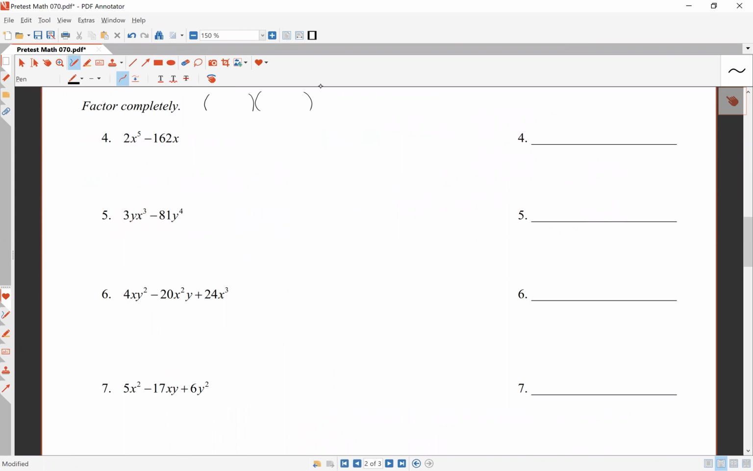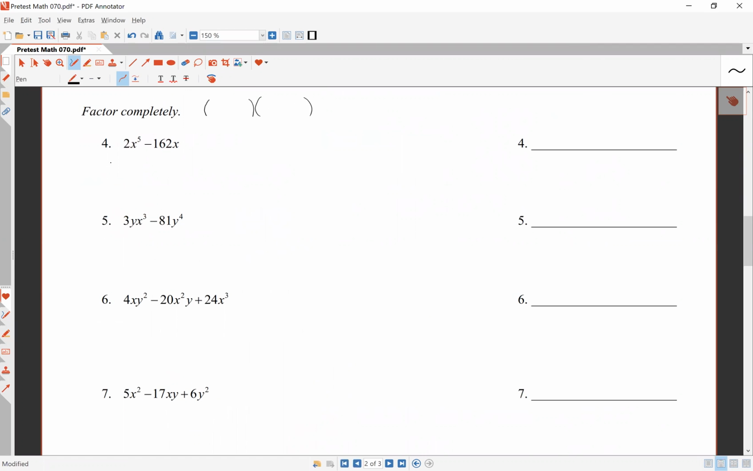When factoring, the first thing we look for is a greatest common factor. In number 4, both of our terms are divisible by 2 and x. So we factor that out by dividing each term by 2x. When I divide 2x to the 5th by 2x, I'm left with x to the 4th. When I divide 162x by 2x, I'm left with 81.